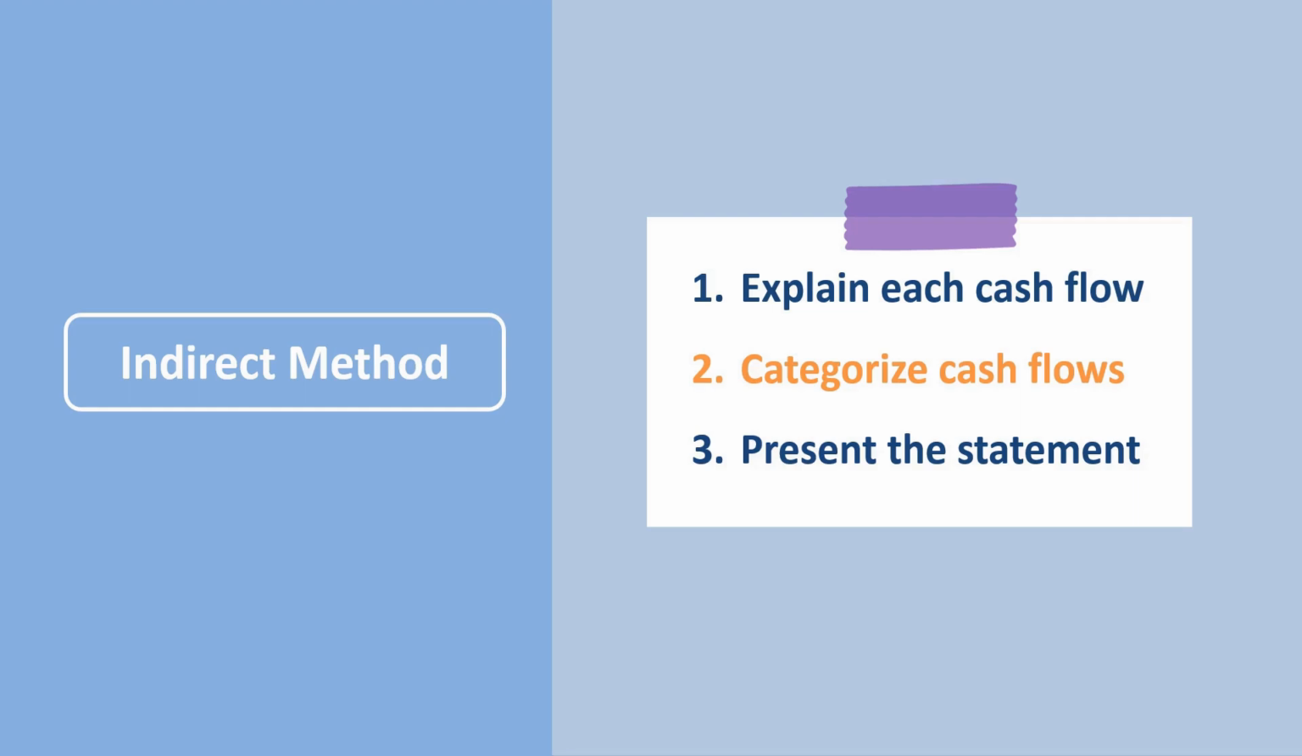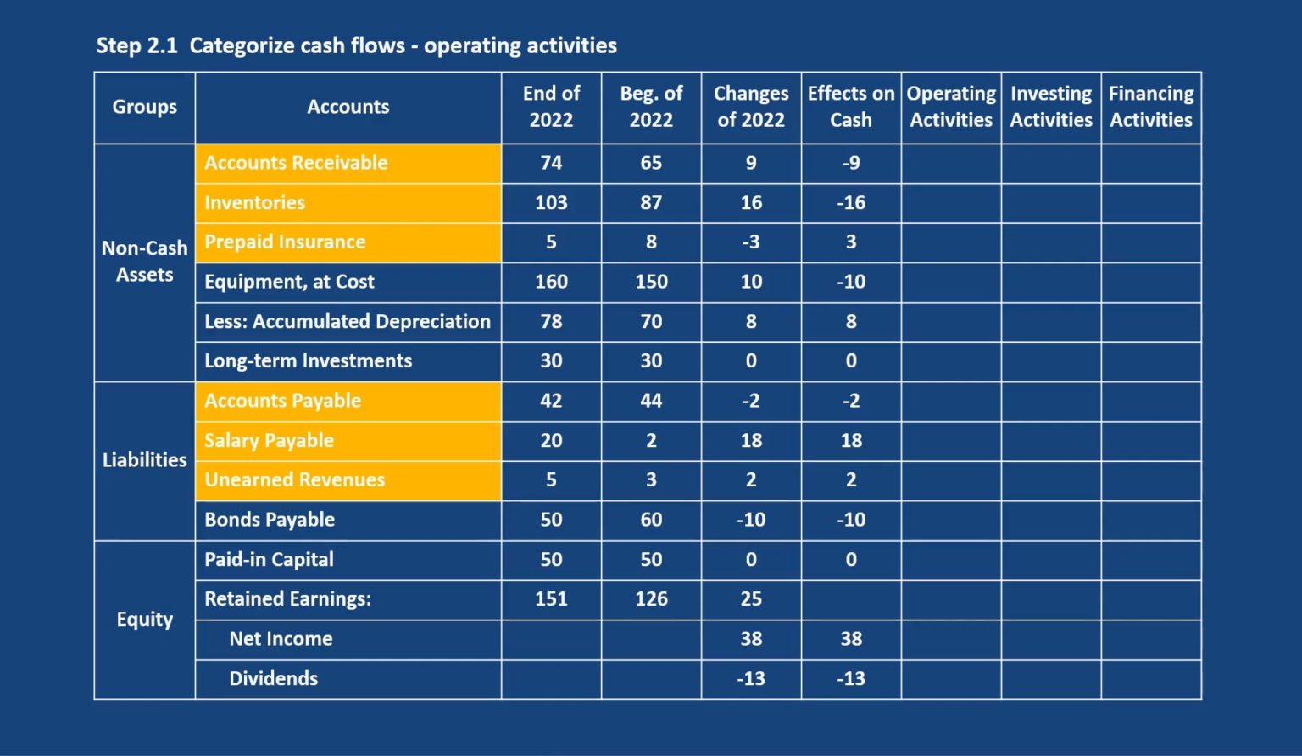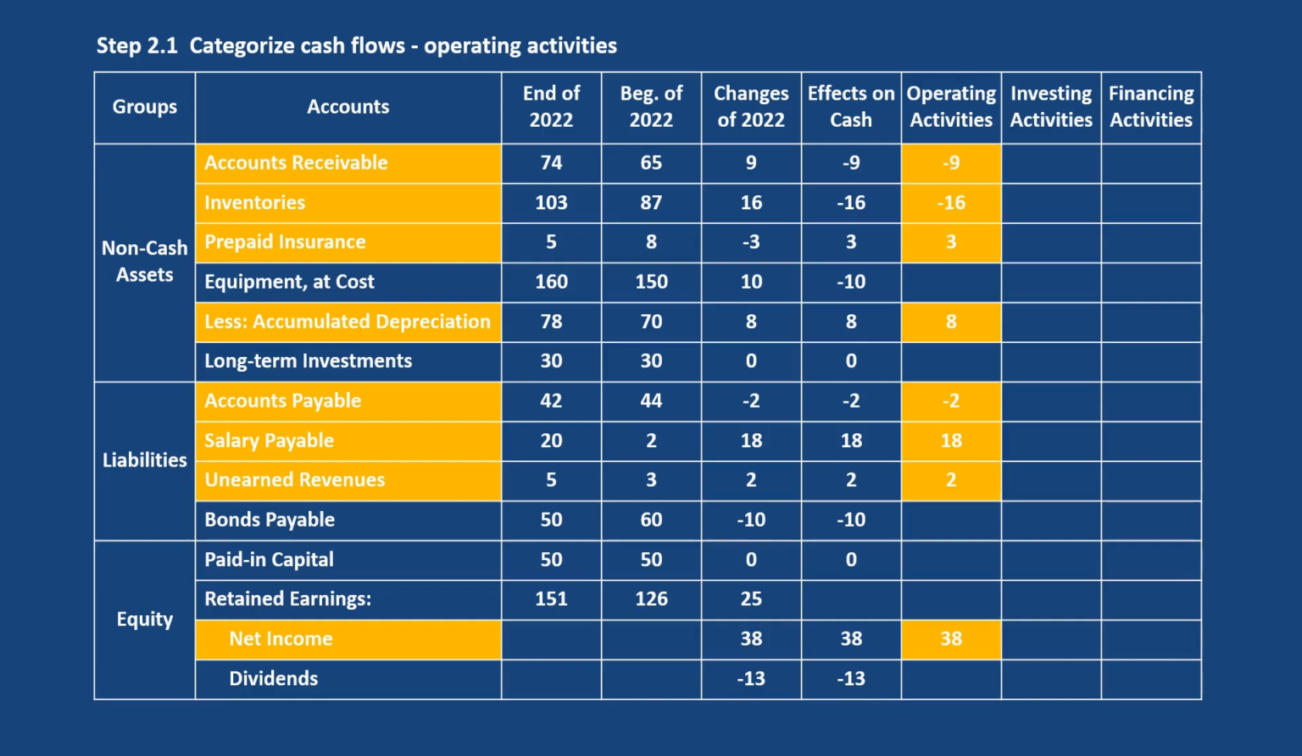We categorize cash changes based on their reasons. Adjustments involving current items such as accounts receivable and accounts payable, the consumption of long-term assets, and generating net income all fall under operating activities. Consequently, the associated cash changes are classified as cash flows from operating activities.